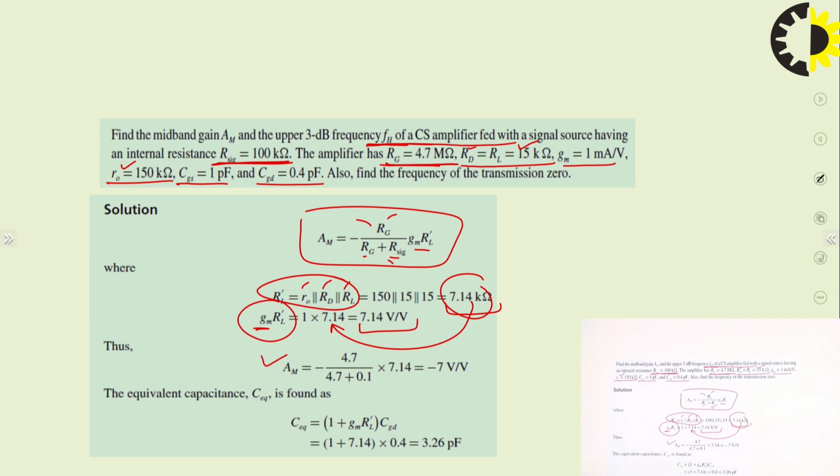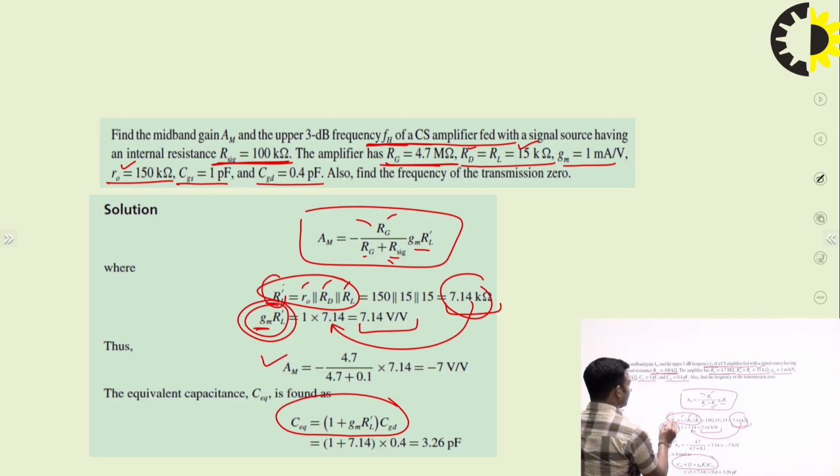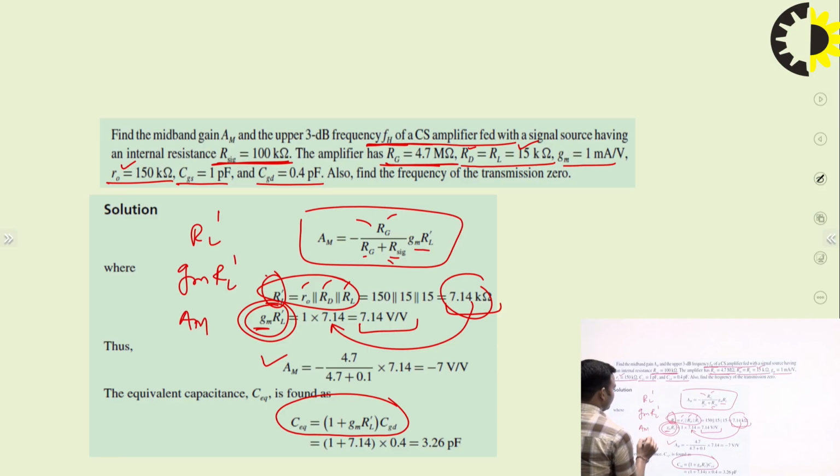Now the equivalent capacitance C equivalent can be found with this relation: 1 plus GM RL dash into CGD. That's why I'm saying that first of all find out GM RL dash, and to find GM RL dash, first find RL dash. RL dash, then GM RL dash, then AM, and then C equivalent. We have all the values, so this is simple mathematical calculation, and we obtain C equivalent equal to 3.26 picofarad.